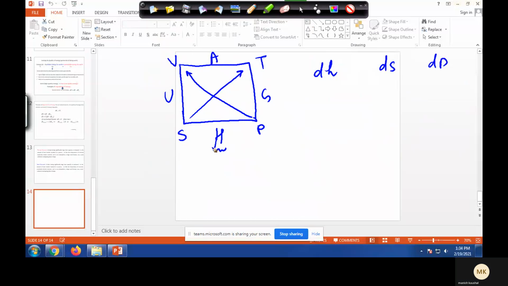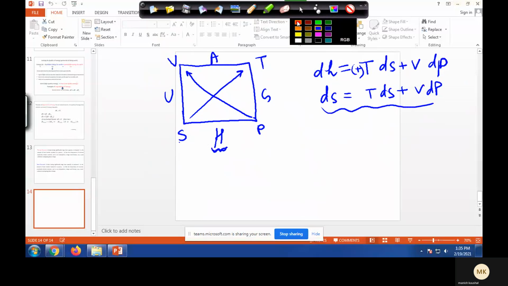Again, I'm repeating. If you want to write dH, H is connected with S and P, so dS, dP equal to, now S is going to T, put T here. P is going to V, put V here. What about sign? Since the arrow is going from S, it's going to be plus. Since the arrow is going from P, it's going to be plus. So dH is TdS plus VdP. Very easy to remember.